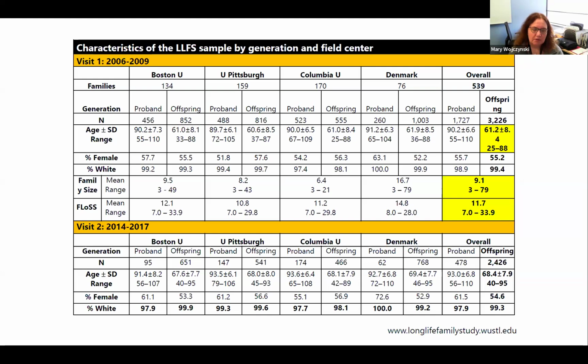So in the 8 years between visit 1 and visit 2, if you look further down, as I said, we only had 478 probands. A lot of that is because 8 years later, these people would have been over 98 to even 100. So we had a lot of attrition and deaths attributed in the proband generation, which is why our numbers keep going down. They're just getting old, and we can't do much about that. Next slide, please.